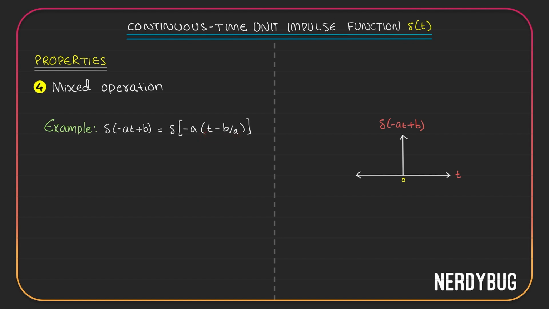Now ignore the time shifting part and look at the time scaling. So this is like delta of minus a t. And we just learned when there is time scaling, its magnitude becomes 1 by mod of whatever is the constant. Here it is minus a. So let's write 1 by mod a. And to get the position, let's ignore the time scaling and look at the time shifting. It's t minus b by a. So we'll get the position at plus b by a. Let's plot it on a graph. It will be over here at plus b by a and its magnitude will be 1 by mod a.